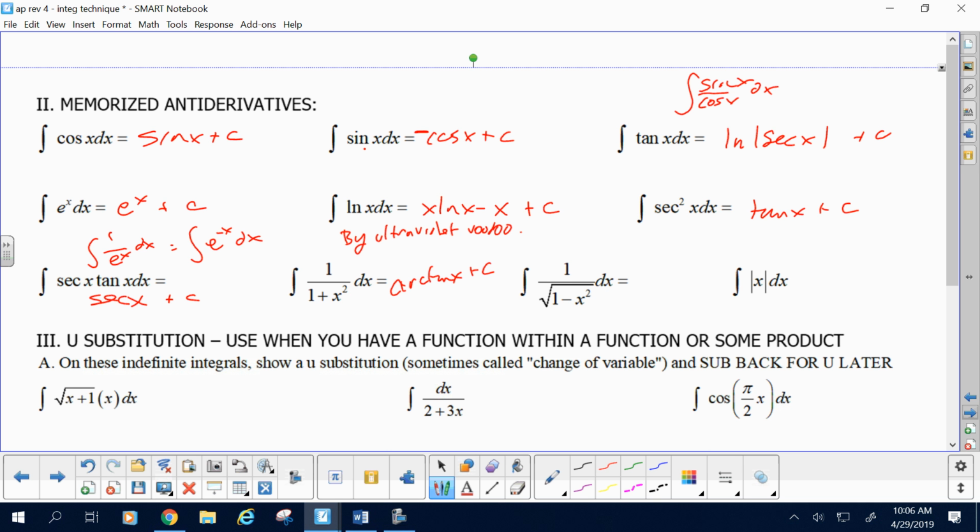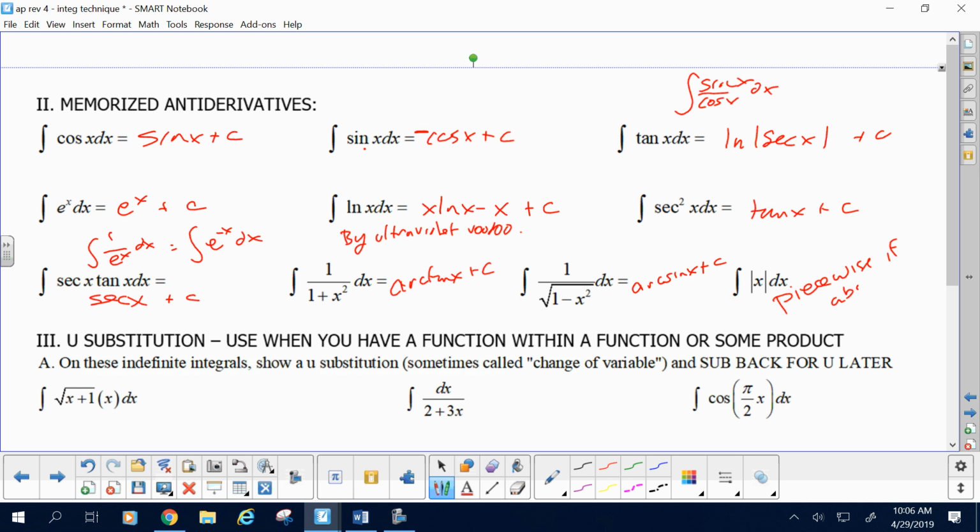1 over square root of 1 minus x squared is arcsine. Those are the big two that you really need to have memorized. All the others, you'll typically do in Calc 2 with trig sub, it's called. So I don't know if I commit to memory any but those. And then anytime you integrate absolute value, think piecewise.